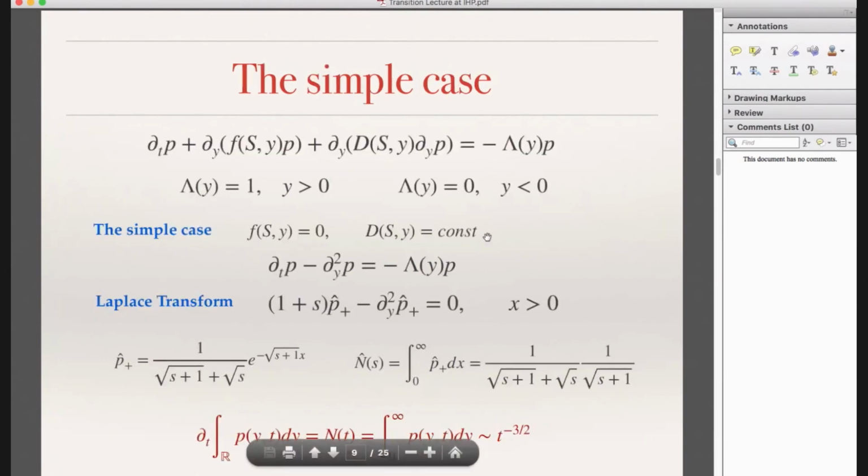So why can this kind of model possibly explain what I showed just now? We can look at a simple example. We can just put f to be 0 and d to be a constant. Then the equation becomes quite a simple one, but the number here has a jump. If we want to look at the waiting time distribution for the particle, then we only need to look at this term.